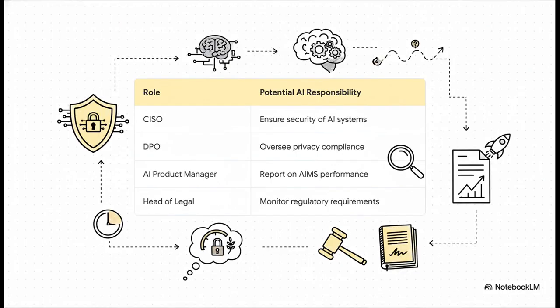So what does this actually look like? Well, an organization might give the CISO responsibility for the security of its AI models. The data protection officer would naturally own privacy compliance. Maybe an AI product manager gets tasked with reporting on the system's performance, while the legal team keeps an eye on the constantly changing regulatory world. The most important thing is that these roles and responsibilities are explicitly assigned, and everyone knows who owns what.